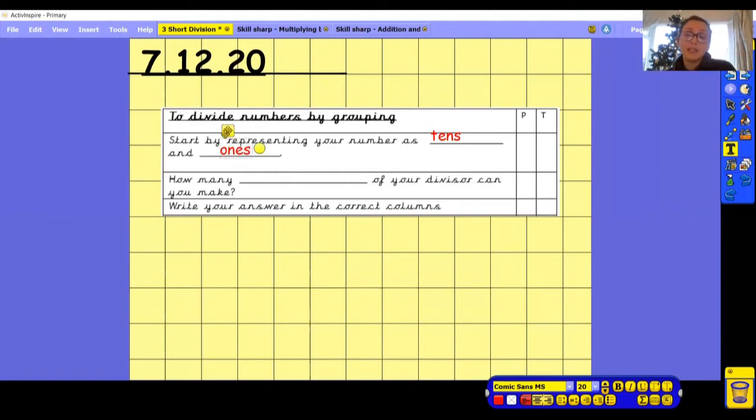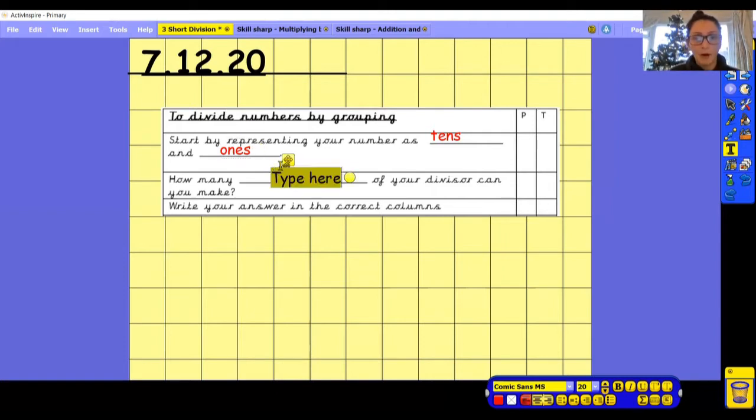So our addition, our subtraction, our multiplication, we always start with the ones. However, when we do division, we always start with the biggest number. We always start with the biggest row. We always start with our tens, okay? So how many blank of your divisor can you make? So divisor, you say it. Well done. Divisor is basically the number that you are dividing by. It's just a fancy word of saying the number that you are dividing by.